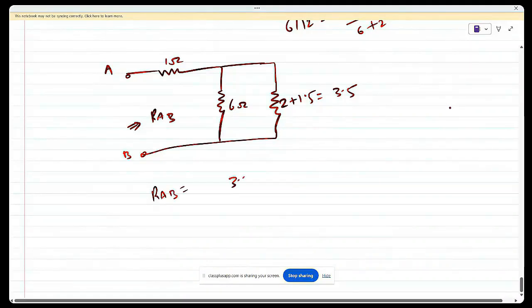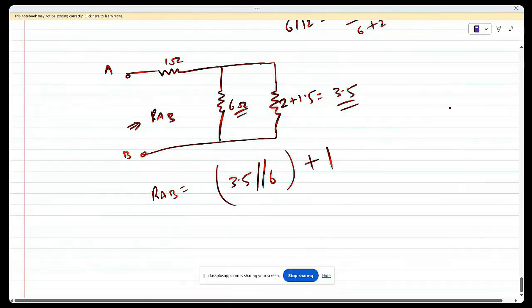3.5 is parallel with 6. This 3.5 and this 6 are connected in parallel, and this combination is connected in series with this one. So this is your final answer.